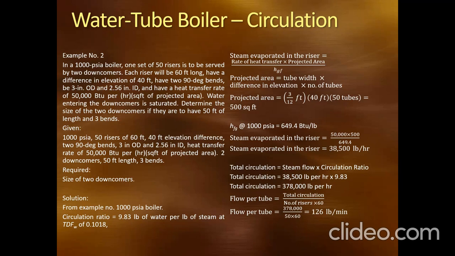Okay? Solution. From example number 1, the 1,000 PSI boiler, yung kanina example 1, the circulation ratio is 9.83 pounds of water per pound of steam at a specific volume of 0.0188. So the steam evaporated in the riser is the rate of heat transfer times the projected area divided by hfg. Now, the projected area is the tube width times the difference in elevation times the number of tubes.